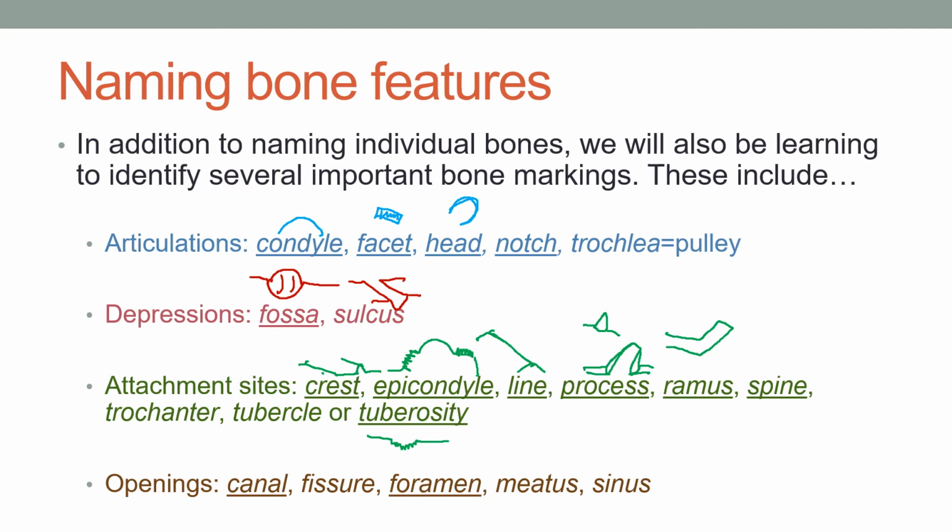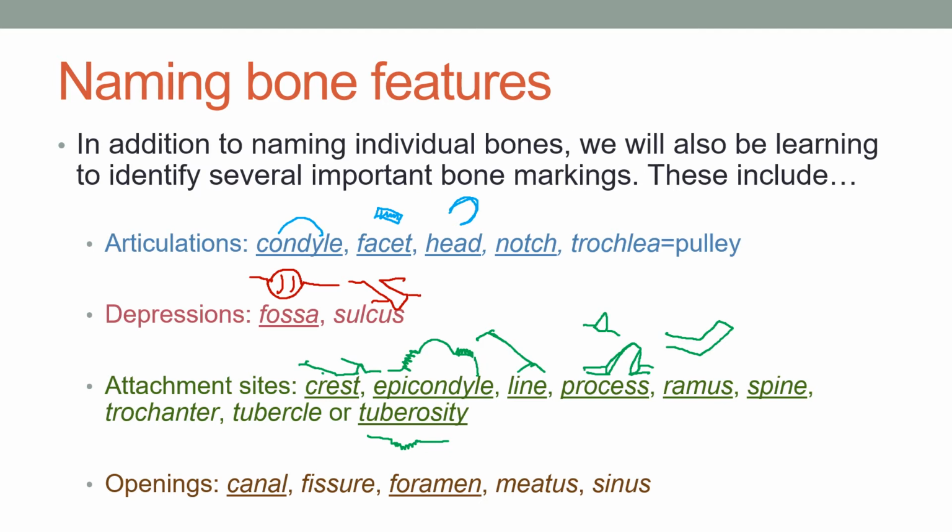If you want to remember that, a tuber is a root vegetable like a potato, and so a tuberosity looks an awful lot like somebody just took a scoop of mashed potatoes and slammed it onto the bone, and you just have this little rough, rounded patch of mashed potatoes there.